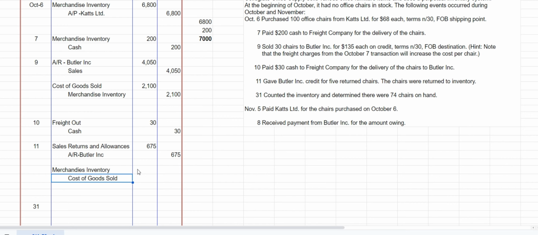So how much is the actual value of these 5 chairs? Well, remember how each chair's value is 70? We're getting it back, so we need to calculate the value of 5 chairs. So 70 times 5. Since 5 chairs each cost 70, it's 350. So we're getting $350 worth of merchandise back.